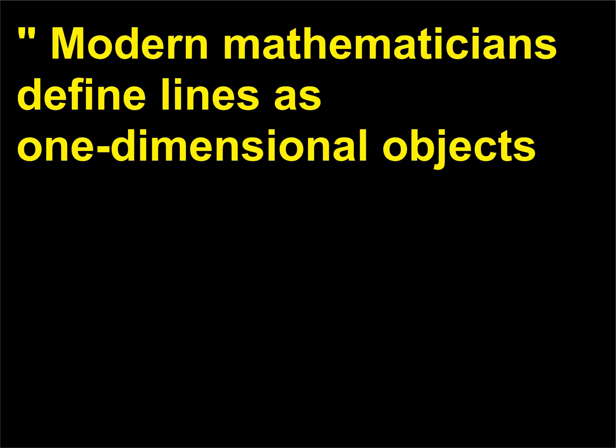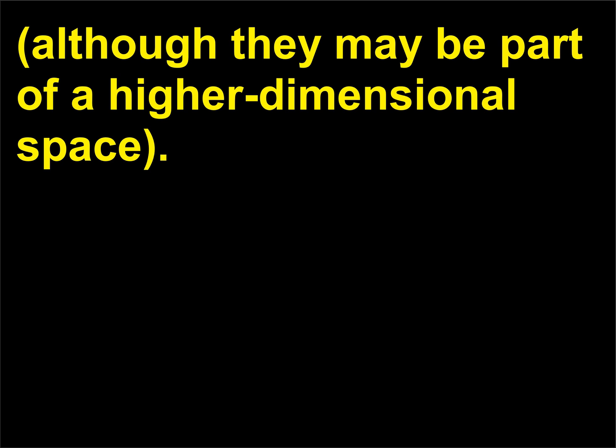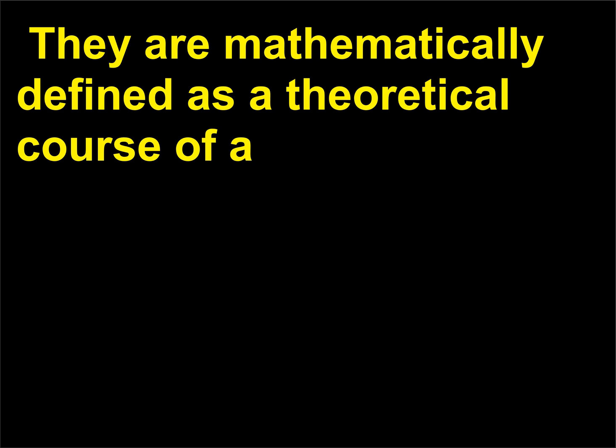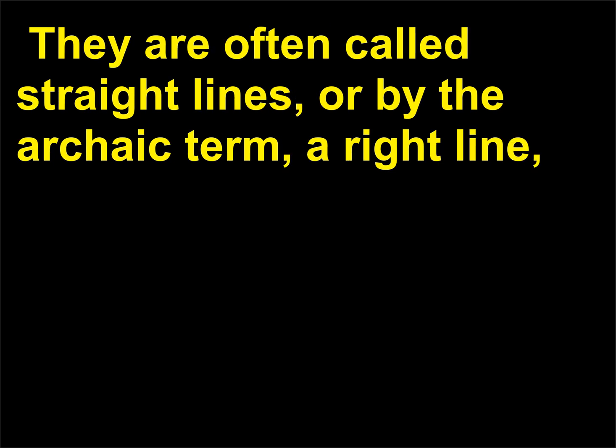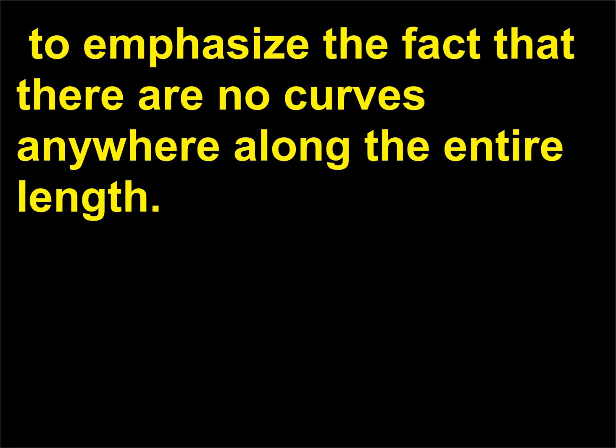Modern mathematicians define lines as one-dimensional objects. Although they may be part of a higher dimensional space, they are mathematically defined as a theoretical course of a moving point that is thought to have length but no other dimension. They are often called straight lines, or by the archaic term, a right line, to emphasize the fact that there are no curves anywhere along the entire length.